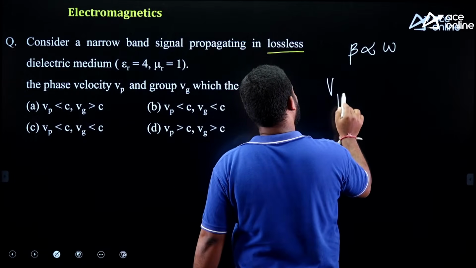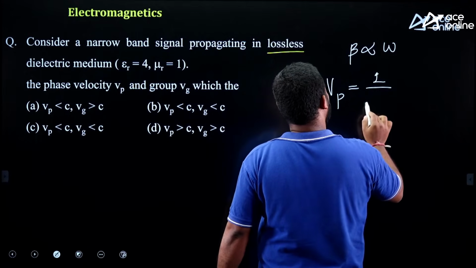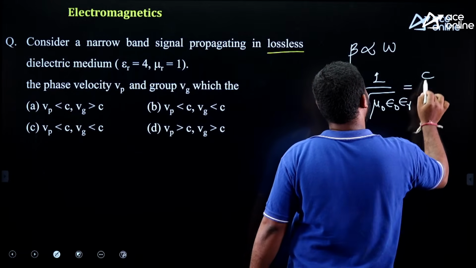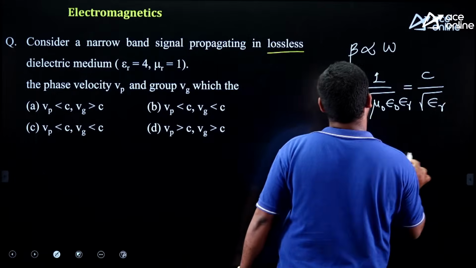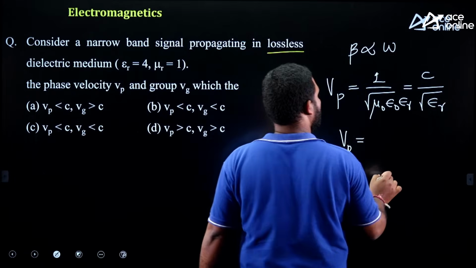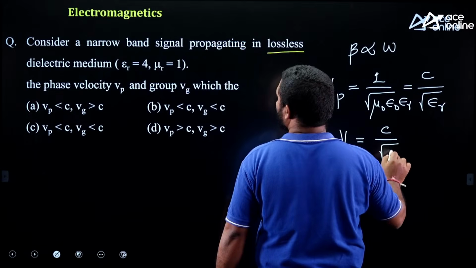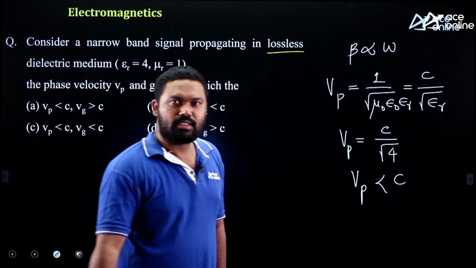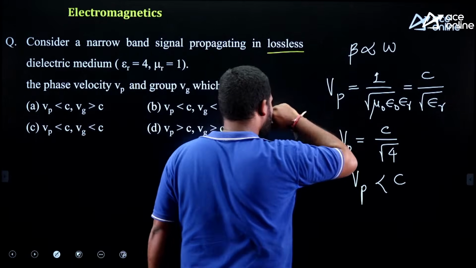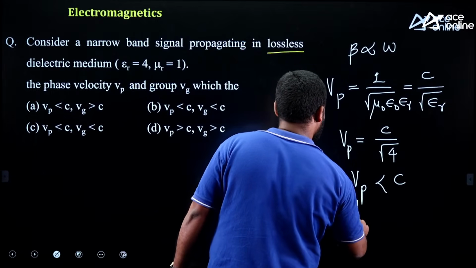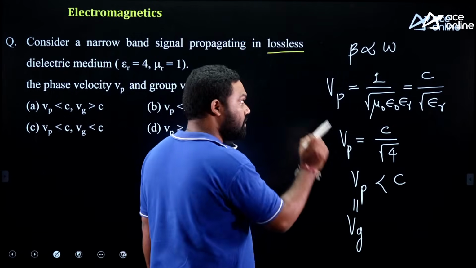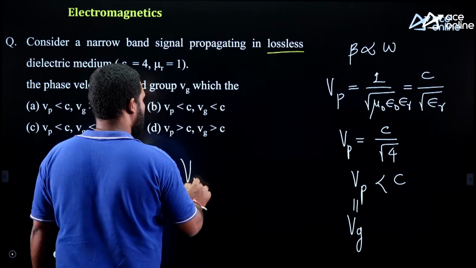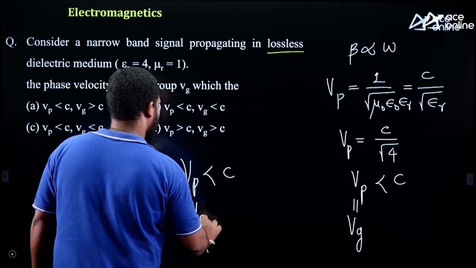How do you find the phase velocity? Vp is equal to 1 by square root of mu naught epsilon naught into epsilon r, which is equal to C divided by square root of epsilon r. So Vp is equal to C divided by square root of 4. So the phase velocity is less than C. And for a non-dispersive medium, phase velocity is equal to group velocity. It is not a dispersive medium. So the phase velocity is less than C and the group velocity is also less than C.